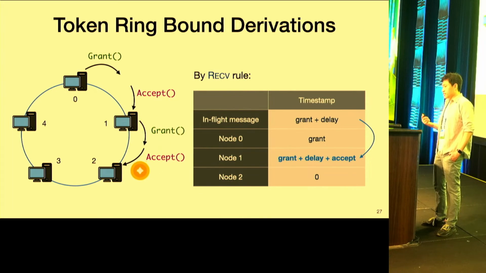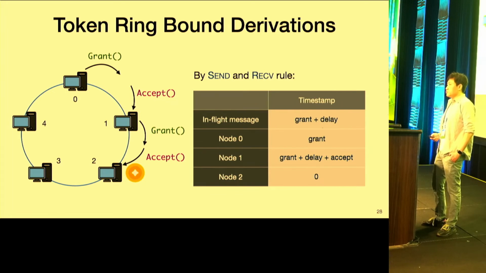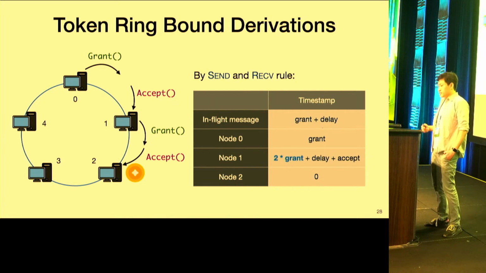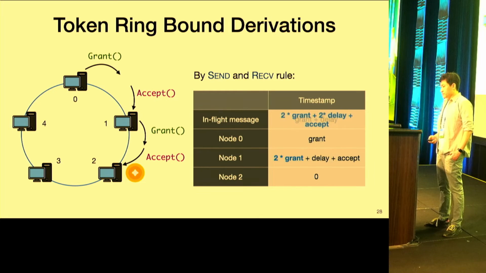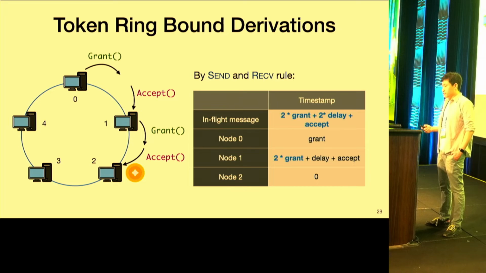Fast forward, and node 1 passes the token to node 2. By the send rule, node 1's timestamp now increases by a single grant term. The message sent by node 1 gets node 1's timestamp plus a delay, and node 2 receiving the message by the receive rule gets the following.